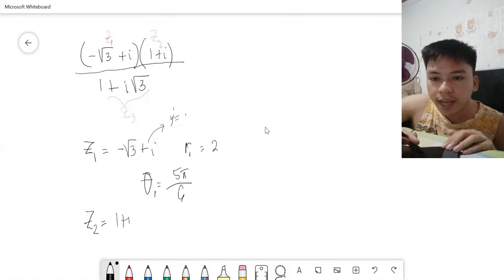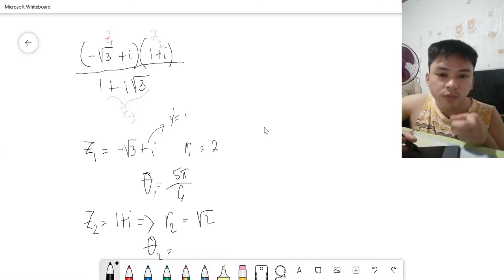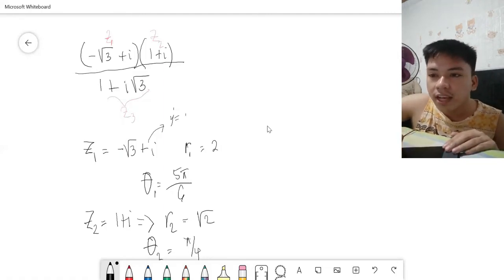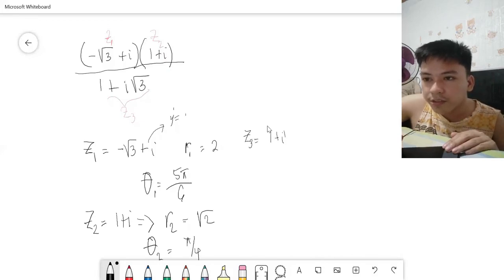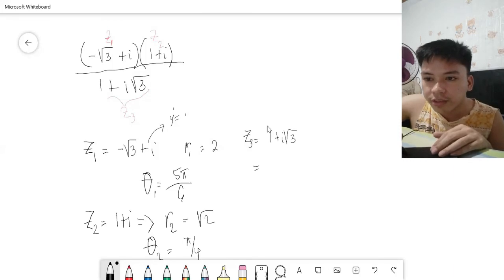And for z2, my z2 is 1 plus i, so r2 is square root of 2. My theta 2, if you notice, the x is 1 and the y is 1, so this is very obvious, that's pi over 4 or 45 degrees. And then z3 is 1 plus i square root of 3, having y equals square root of 3 and x is 1. So this is obviously pi over 3, that's 60 degrees.